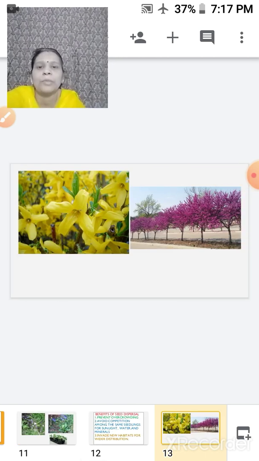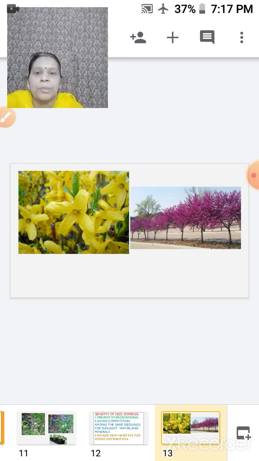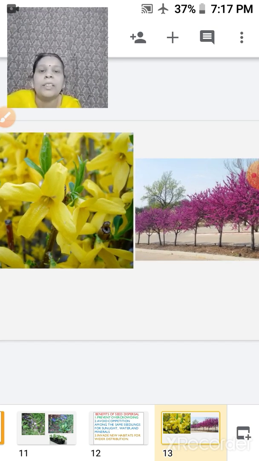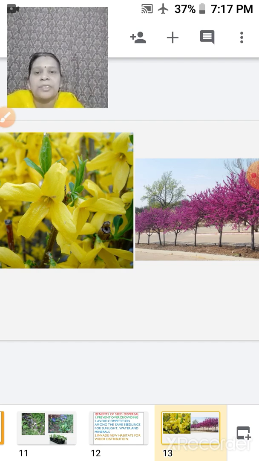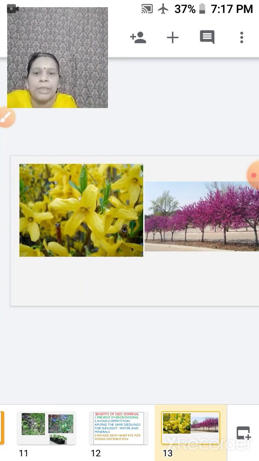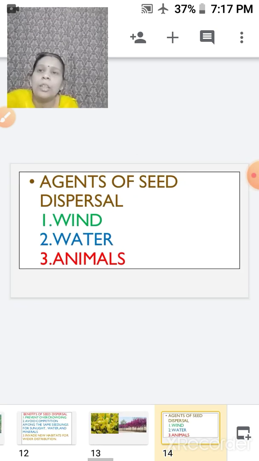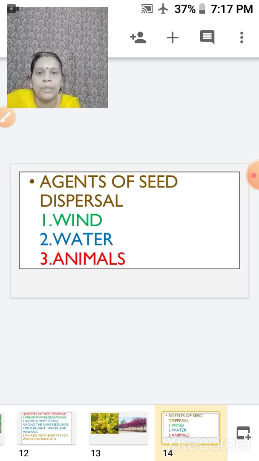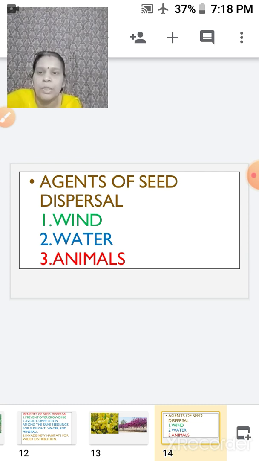So these were some of the benefits of seed dispersal, and here you can see how healthy these plants are growing just because proper seed dispersal has taken place. Now there are some agents with the help of which seed dispersal takes place. So the seed dispersal agents are wind, water and animals.